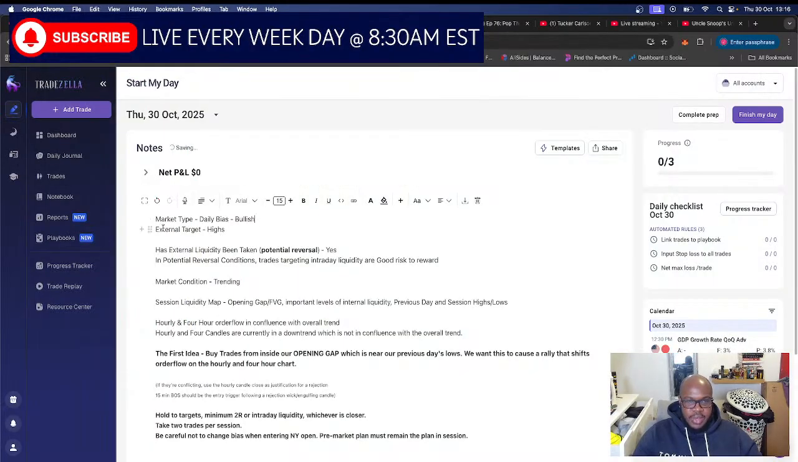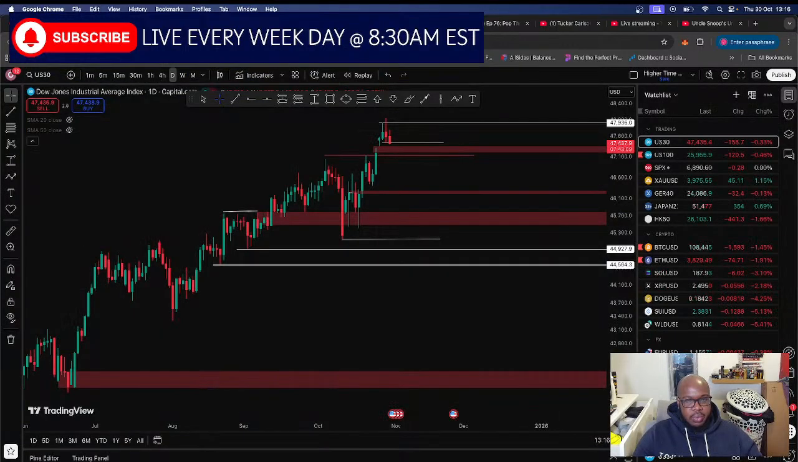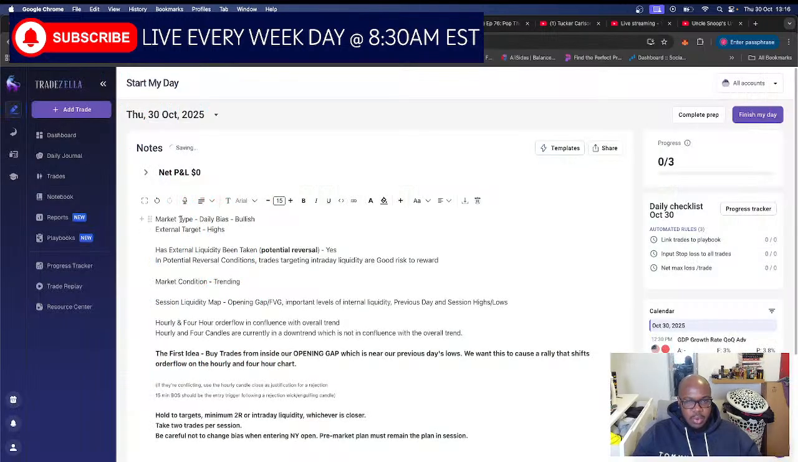However, the fact that we haven't actually had this shift, haven't actually closed below it, means that we have to remain bullish in regards to our bias. So at the moment we have our bullish market bias, we have our external target, which is the highest. Has our external liquidity been taken? It has been taken. And how do we know this?